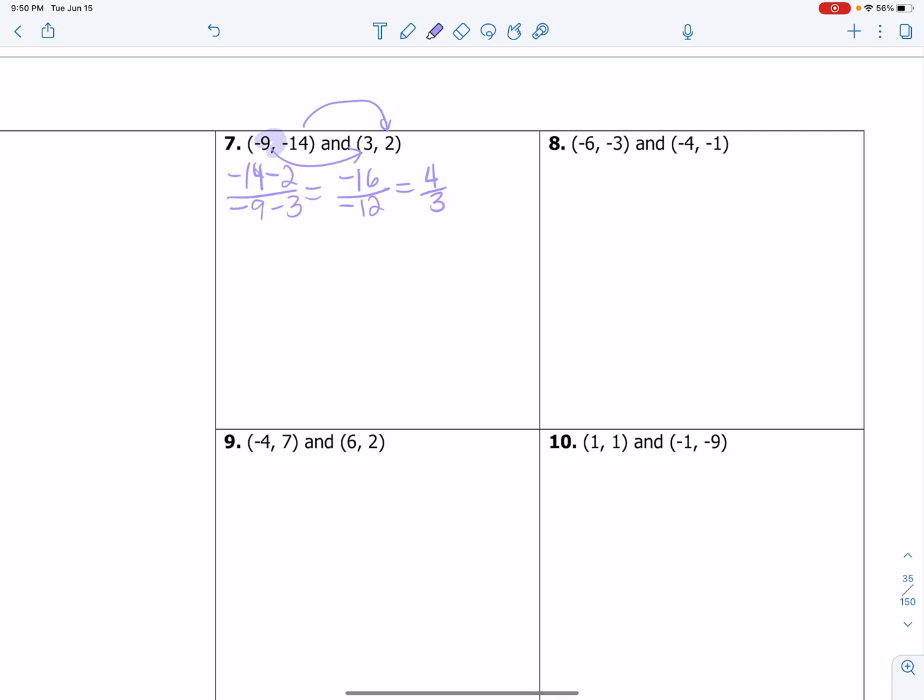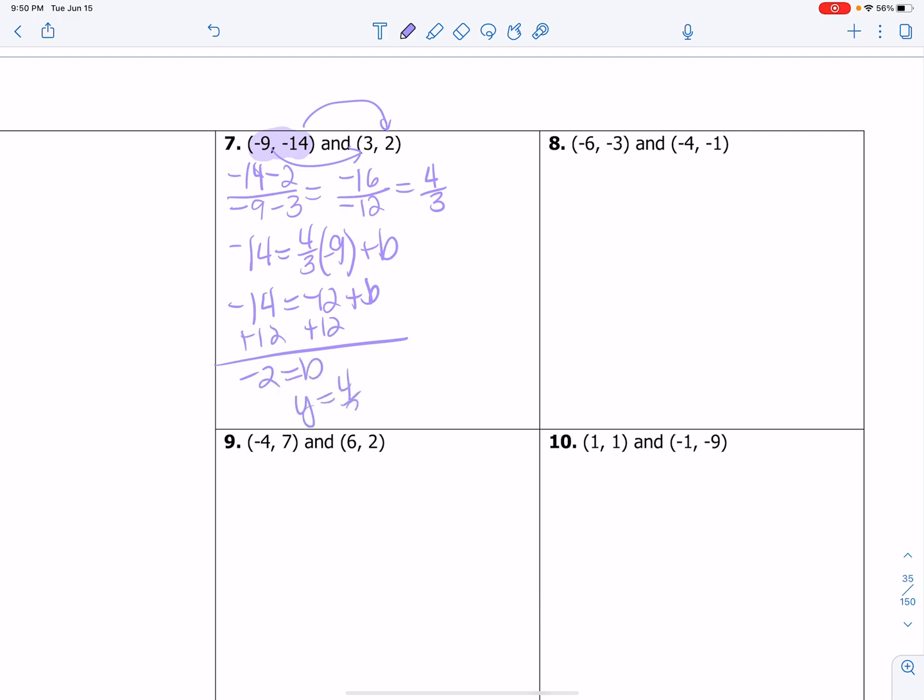Okay, so if I use this point and I do y equals mx plus b, so that would be negative 12. I just used a calculator. So I'm going to add 12. I'm going to add 12. And my b is negative 2. So y equals 4/3 x minus 2.